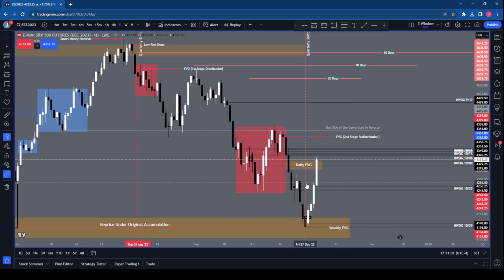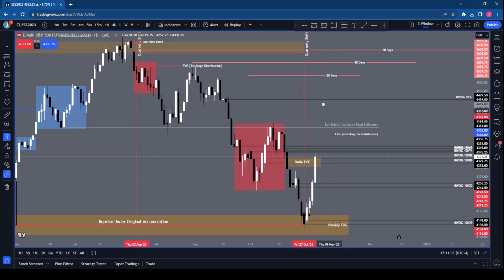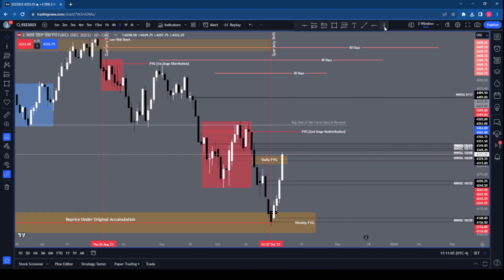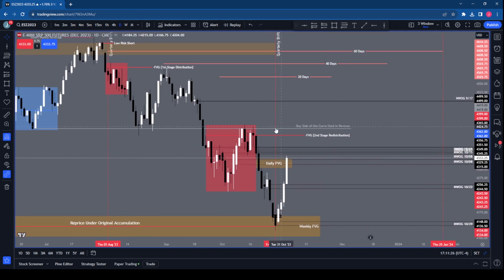I think the next quarterly shift is probably going to happen in about 60 days when we do 60-day intervals. So it's going to bring us into about the third week of January.